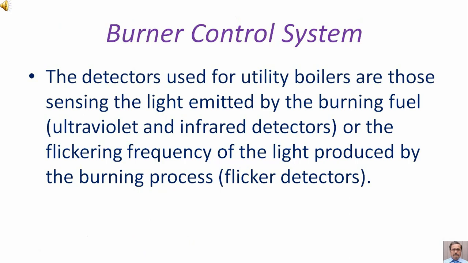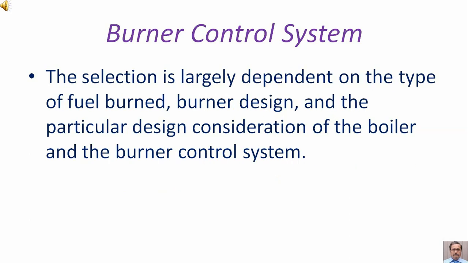The detectors used for utility boilers are those sensing the light emitted by the burning fuel, ultraviolet and infrared detectors, or the flickering frequency of the light produced by the burning process, flicker detectors. The selection is largely dependent on the type of fuel burned, burner design, and the particular design consideration of the boiler and the burner control system.